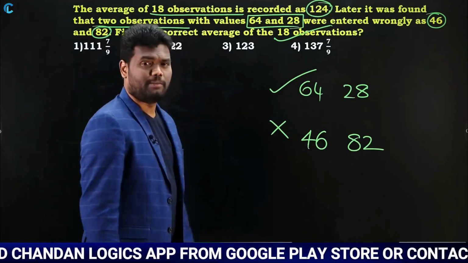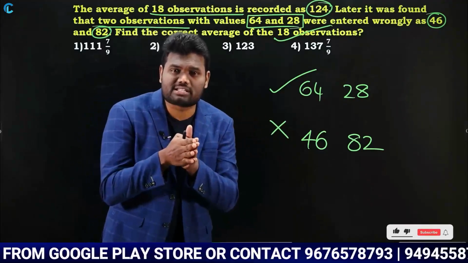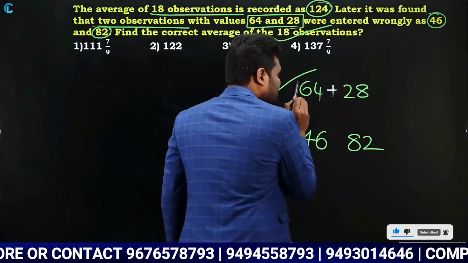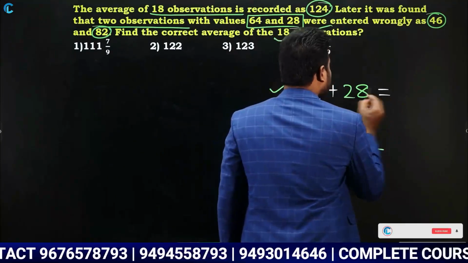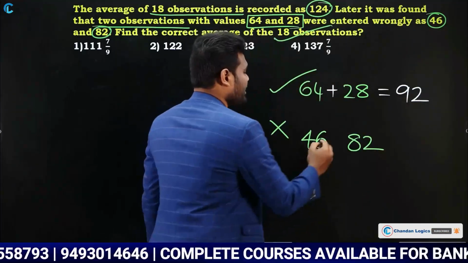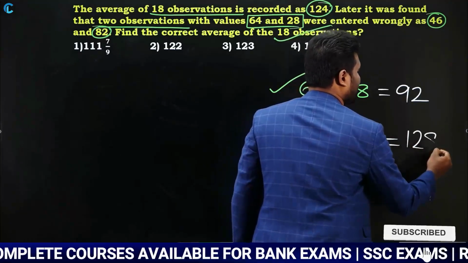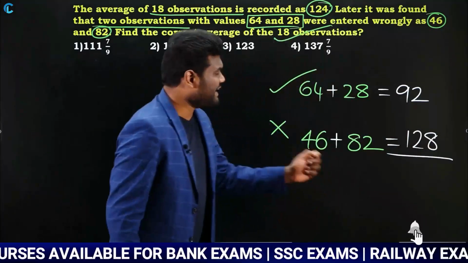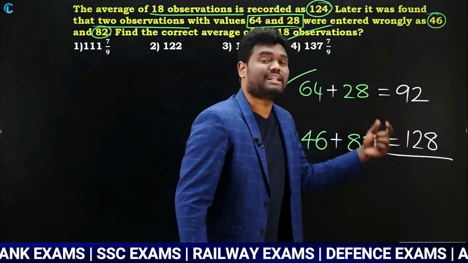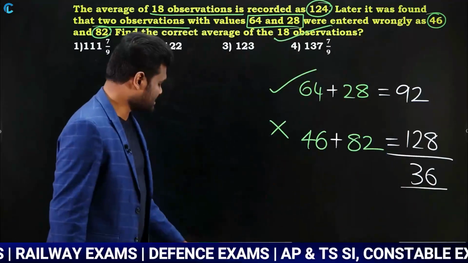As you have 2 numbers, just add those numbers. If you add those numbers, it will again be a single number, just the same as our previous question. Now add it, 64 plus 28. What is 64 plus 28? This is nothing but 92. Yes or no? Similarly, if you add this, 46 plus 82 is nothing but 128. Now just take the difference. The difference between 92 and 128 is going to be 36, which means the difference between the numbers is 36.